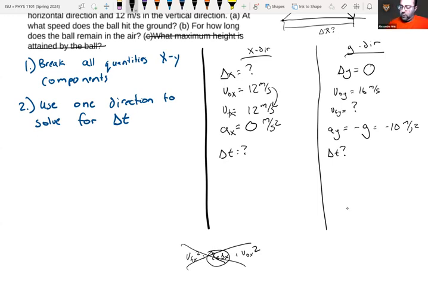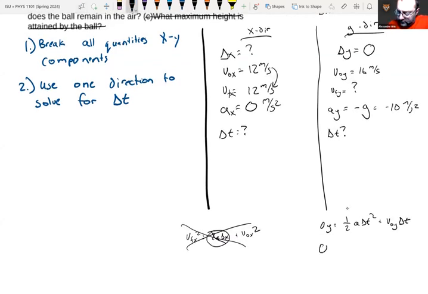So notice what we have over here is we can say, okay, delta y equals 1/2 a delta t squared plus v naught y delta t. These are things we can all plug in to solve for. So 0 equals 1/2 times -10 delta t squared plus 16 delta t. Now, we saw this in last week's example problems. One of your delta t's is going to be 0. So delta t will be 0.